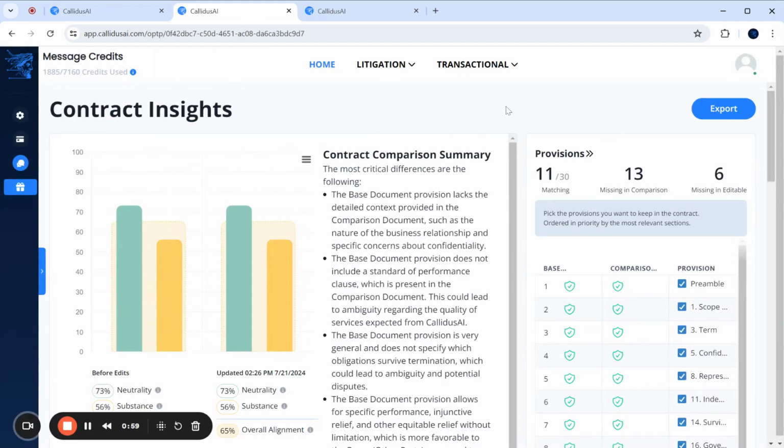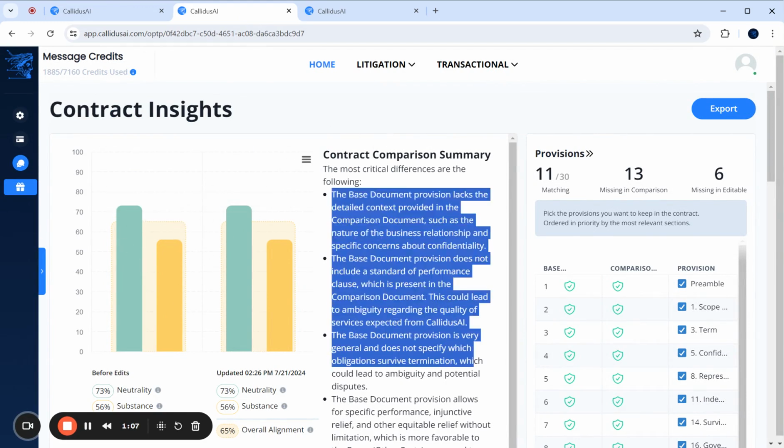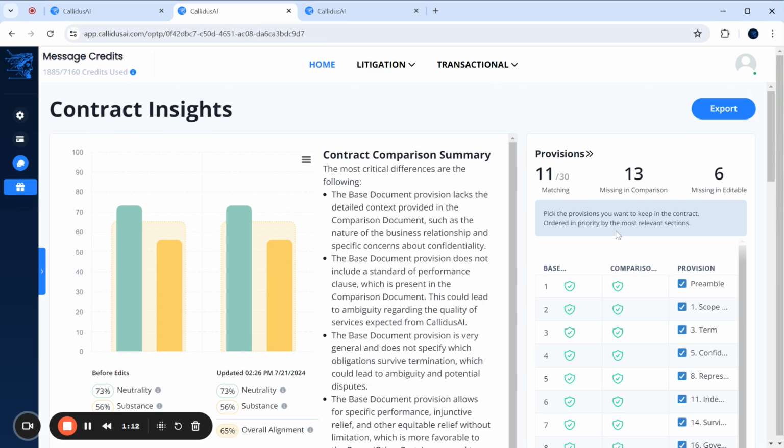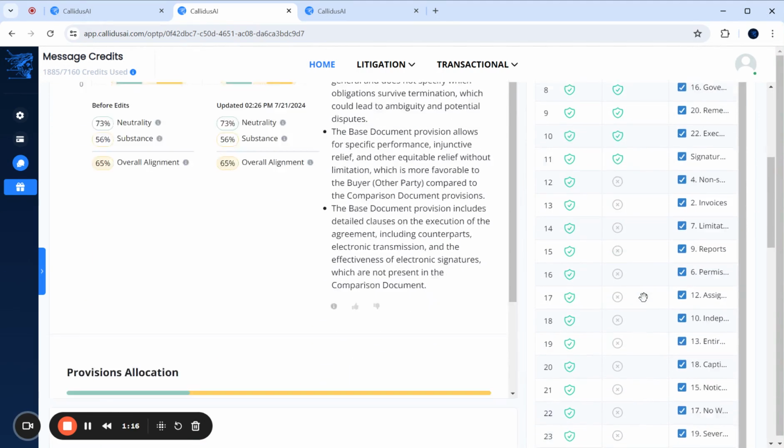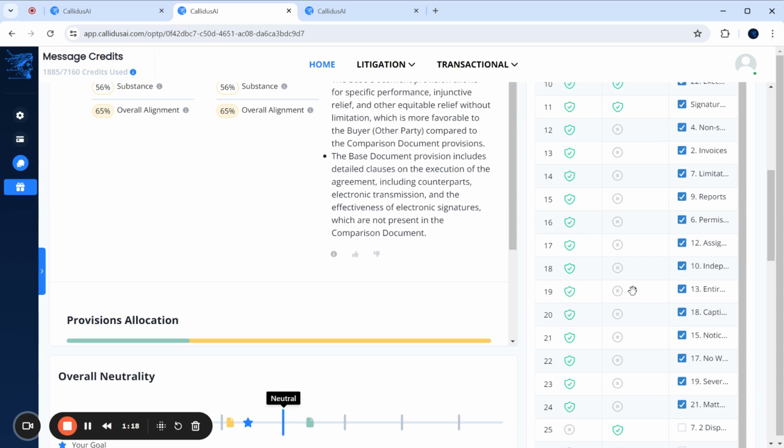From there, in about a minute, you get this visual orientation of how far apart the two contracts are. Then you get a text summary of the critical differences across the two contracts. And then you get a visual inventory of how many provisions and which provisions exist in both contracts and which one are missing in one versus the other.